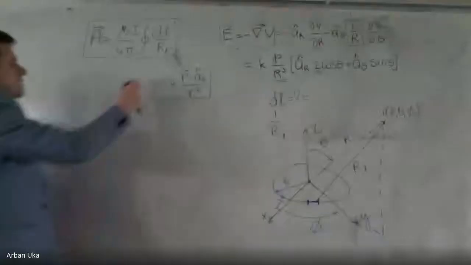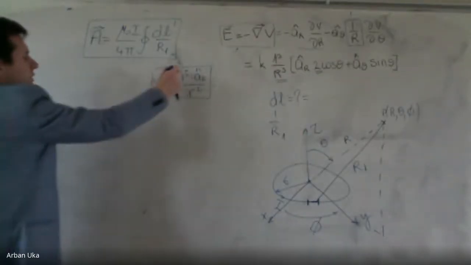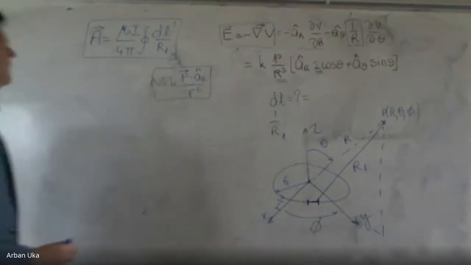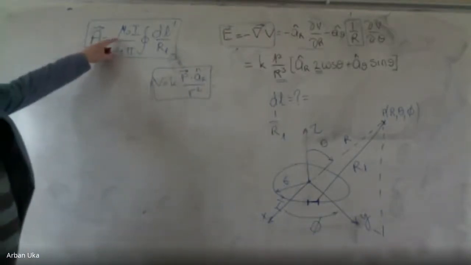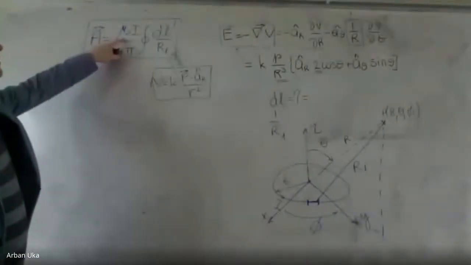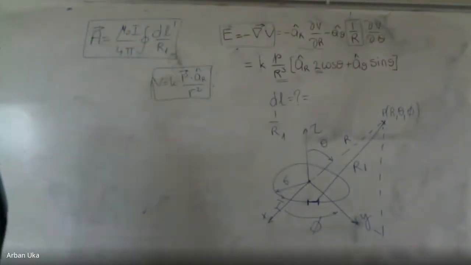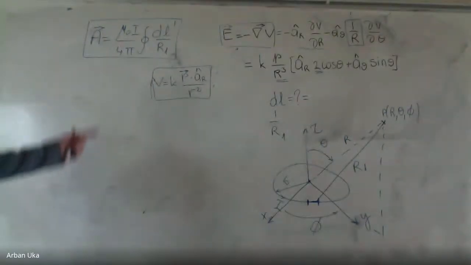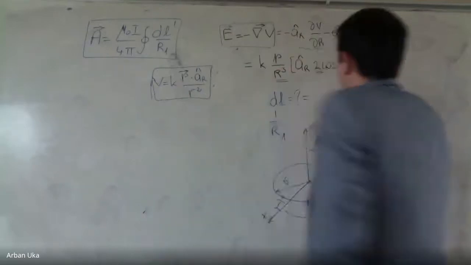Now, let's leave the result for the electric dipole that we found a while ago for a moment. When you look at this expression, it looks pretty trivial because these are constants, so this depends on the current, and this is dl over R1. So that's all we need to know. Okay, so we write this one in the formula sheet, and then we go on to find out what dl is.